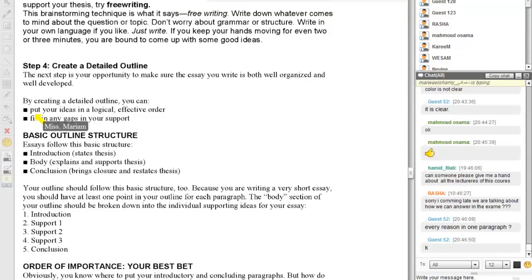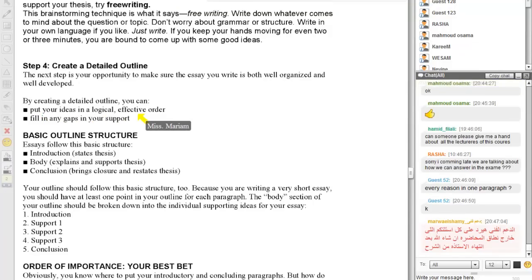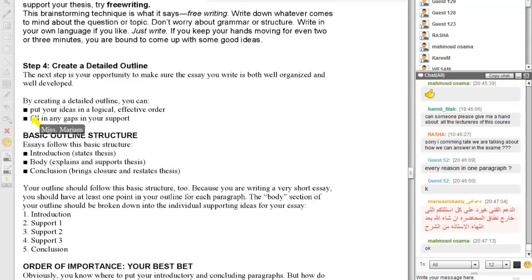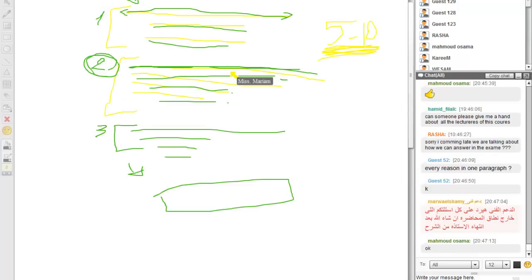So the outline will help me to do what? The first thing, it will put your ideas in a logical and effective order. The second point is to fill any gaps in your support.